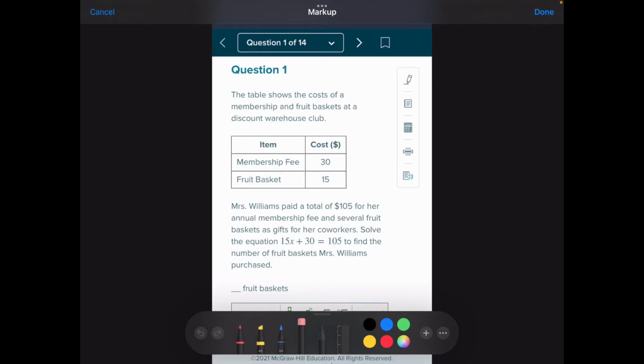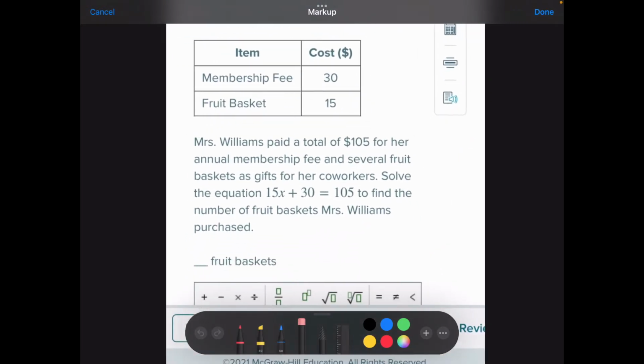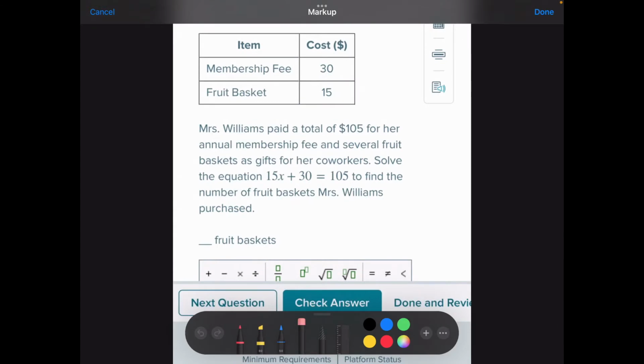Mrs. Williams, you know what? Let's just pretend it's me. Mr. Quick paid a total of $105 for his annual membership fee and several fruit baskets as gifts for my coworkers. Solve the equation 15x plus 30 equals 105 to find the number of fruit baskets Mrs. Williams purchased. So what we're doing right here should be pretty straightforward.